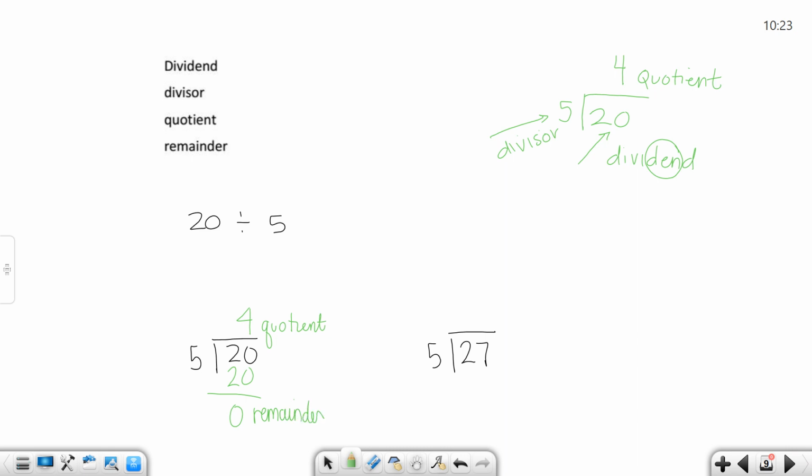Now, let's go up for one that doesn't divide evenly. 5 goes into 27. Well, it'll go 5 times with 2 left over. So 5 is called your quotient and 2 is called the remainder. Now, if they're not written in the house format, the first number is called your dividend, and this is called the divisor, and that's going to equal 4, which is your quotient.